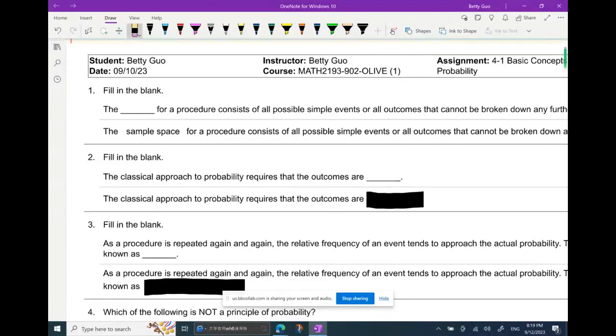Number 2, the classical approach to probability requires that the outcomes are what? In order to be a classical model, the sample space can only have a finite number of outcomes, and all the outcomes are equally likely, right?